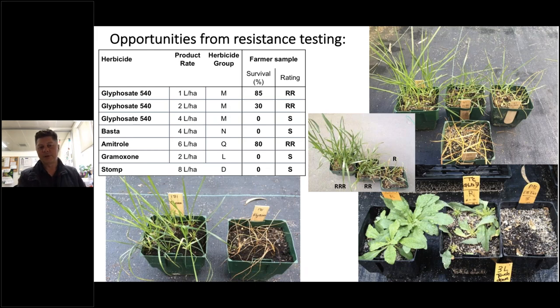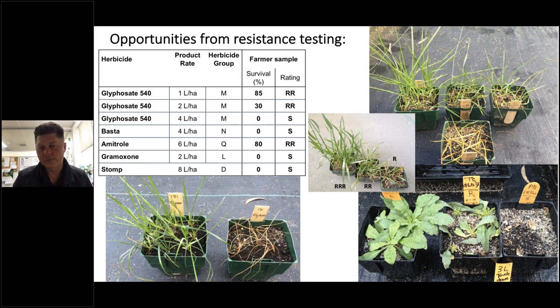So I've got an example here of the resistance table that would be in a typical report. This is one from a grower where he sprayed 3 rates of glyphosate, Basta, Ametrol, Gramoxone, and Stomp. This is from a vineyard. At 1 liter per hectare of glyphosate, 85% of those plants survived.